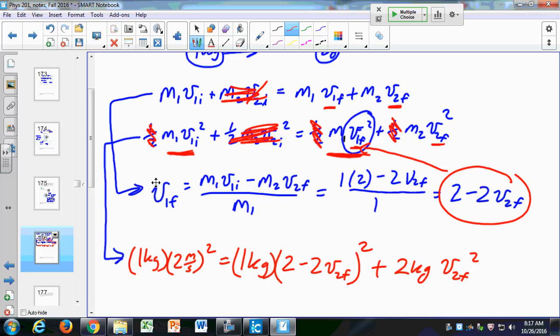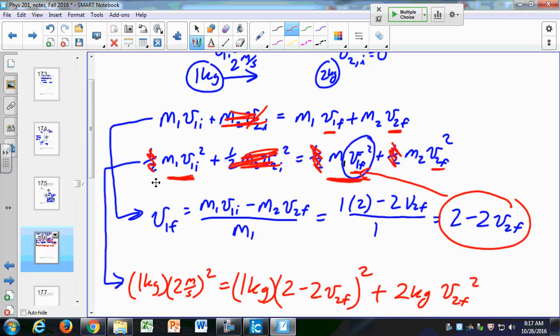The 1 kilogram is the mass of particle 1. So I'm just rewriting this equation right here, and I'm putting in our known values. M1 is 1 kilogram, V1 initial is 2 meters per second, M1 here is 1 kilogram, V1F, which I don't know what it is, I have to substitute this in, and then I have M2, which is 2 kilograms right here, and then V2F squared, which is just pulled down. Now notice here I only have one unknown in this equation, and I can solve that for V2F.